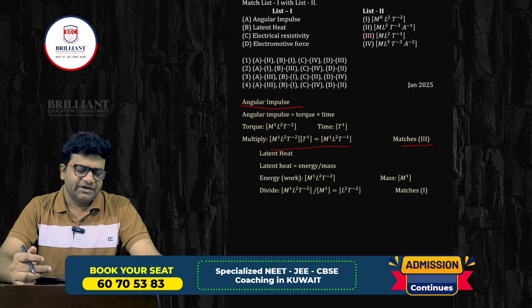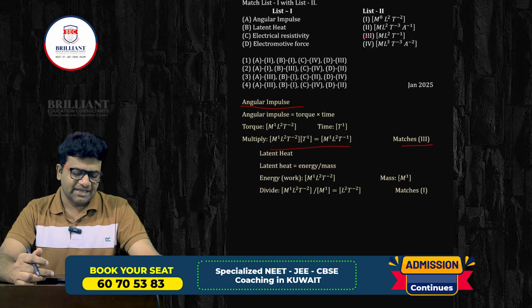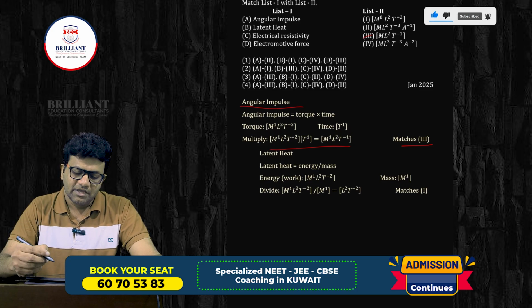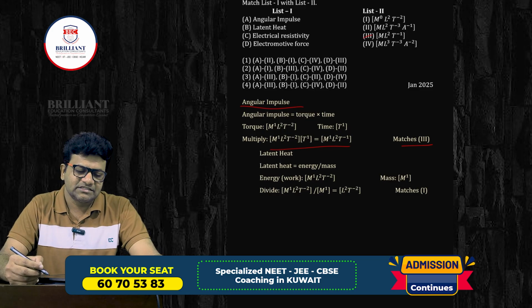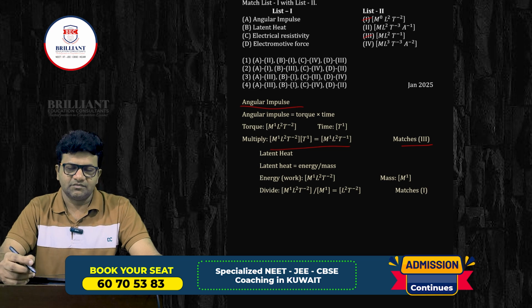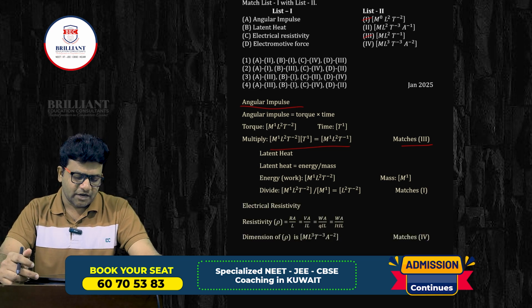Then the next we have to find out is latent heat. We know the latent heat is equal to energy by mass. Energy has the same dimensions as work, which is ML square T power minus 2, and the mass is M. So by dividing, we get ML square T power minus 2 divided by M, we get L square T raised to minus 2. We can see it matches with option 1, L square T raised to minus 2. Then next we have to find out electrical resistivity.